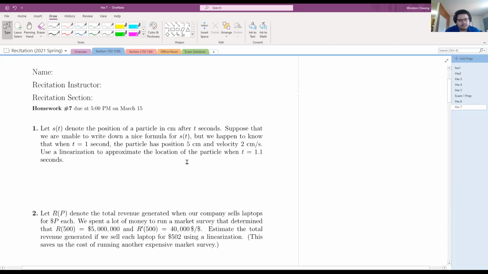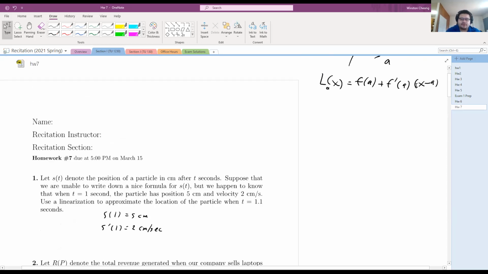No. Okay. So, all right, here for number 1, we're told we have a function s of t, and we don't know how to write a nice formula for s of t, but we do have some data about it. With this data, we can linearize. So that tells me we should have a specific position and a specific velocity. We have s of 1 and s prime of 1. Translating what is written here, s of 1 is equal to 5 centimeters and s prime of 1 is equal to 2 centimeters per second. These are the 2 pieces of data that I need to plug into this formula.